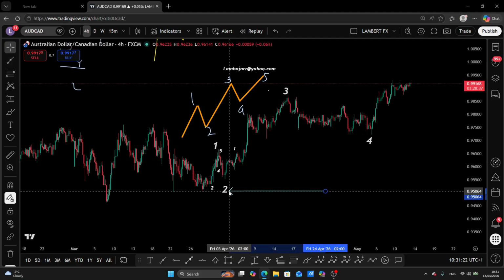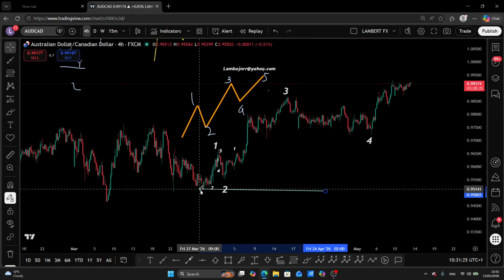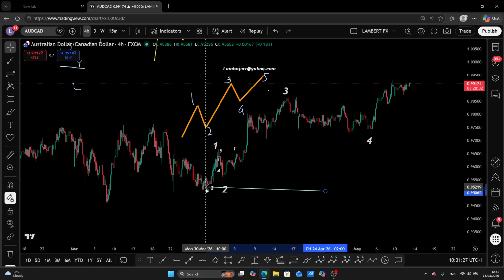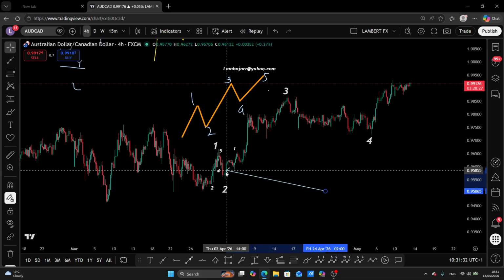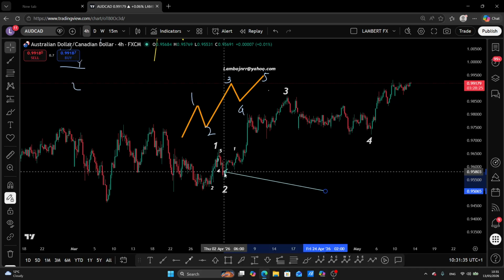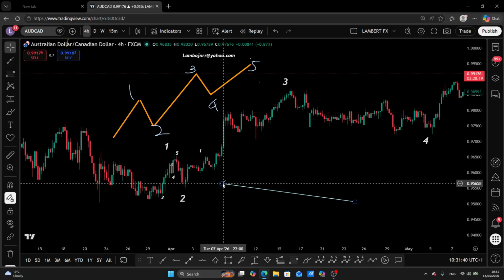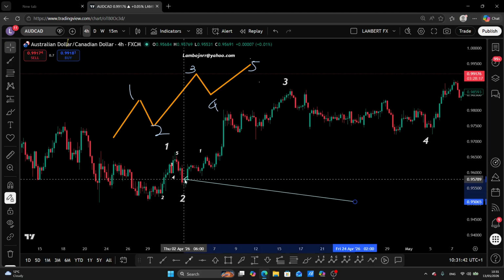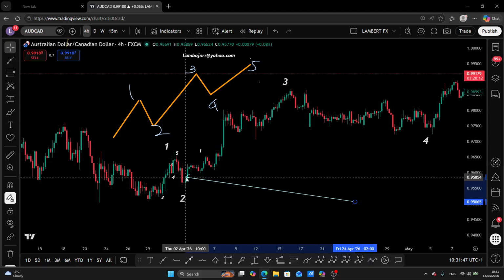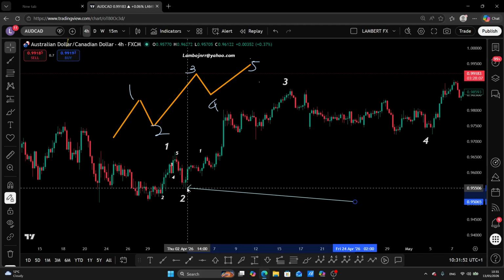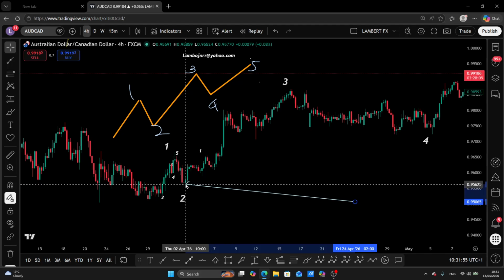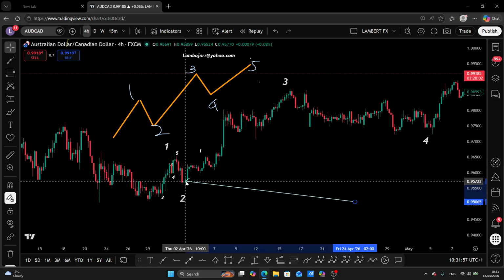For example, this push up here, on the lower time frame, you should be able to see a 5-leg up. Let me zoom that. That's better. So this push up here for 1, you must see a 5-leg on the lower time frame. This is a 4-hour time frame, so on time frames like 5 minutes, 10 minutes, 15 minutes, you would see a 5-leg up here.